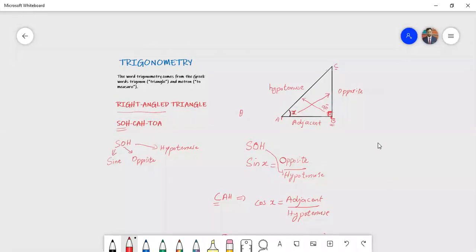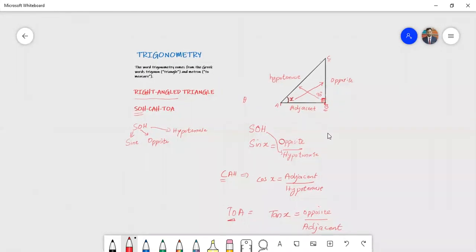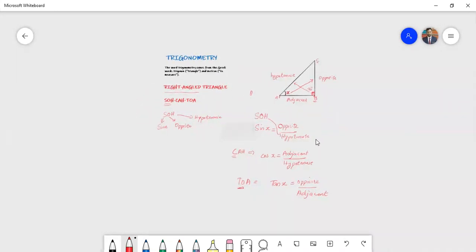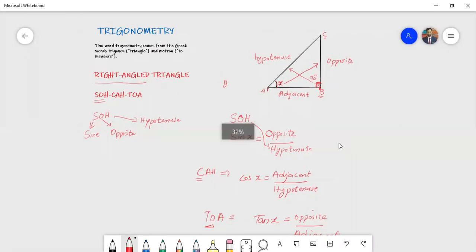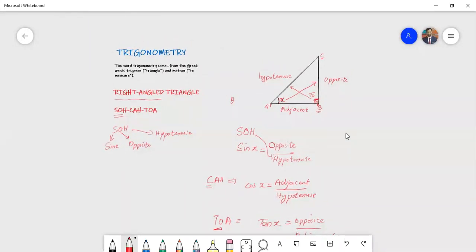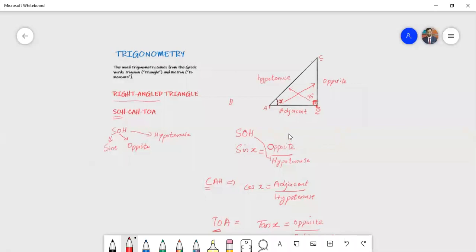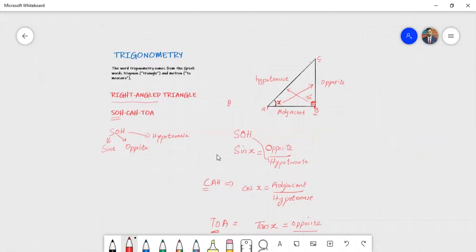So this was all the basics about the right angle triangle and the ratios of trigonometry. We will do the practical numericals related to this topic in the next lesson. Next class I will upload the numericals of these ratios.